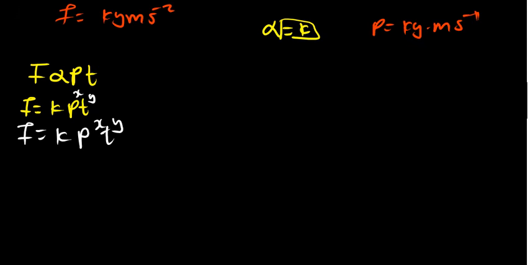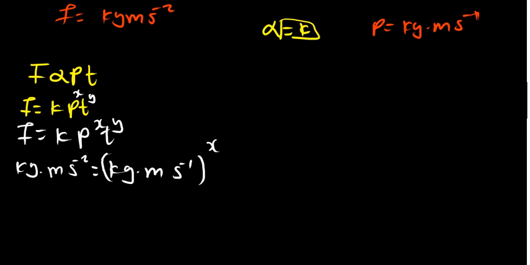So what I'm going to do is this. I've been told that this f, the force, is kg m s^-2, which has to be equal to k. If I want, I can leave k, it's okay, because I want just to find the values of x and y. And then p is momentum, which is kg m s^-1, but everything raised to the power x. Then time, it is in seconds, raised to the power y.